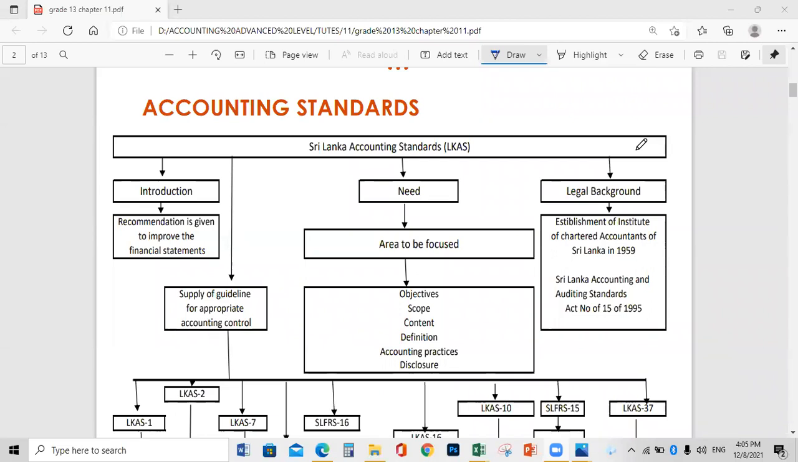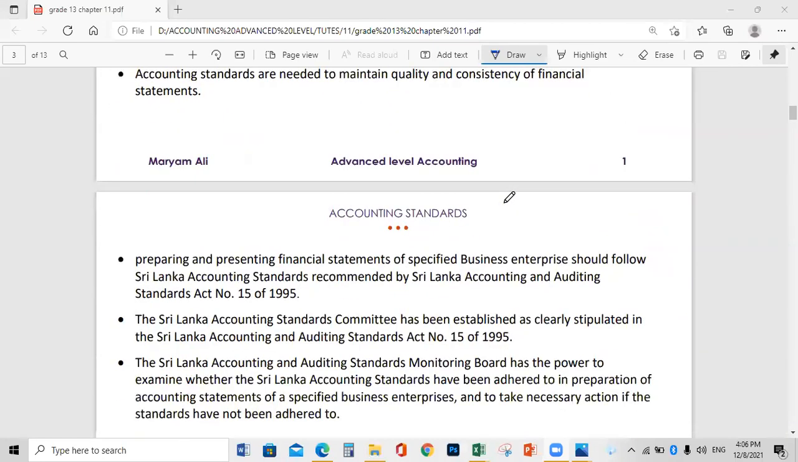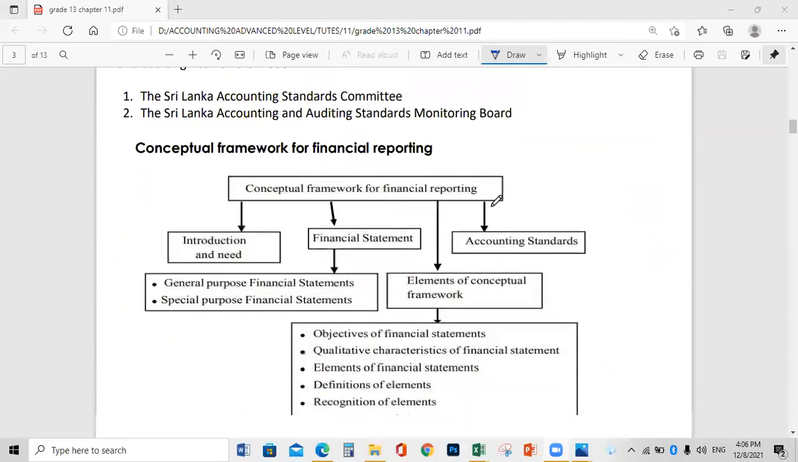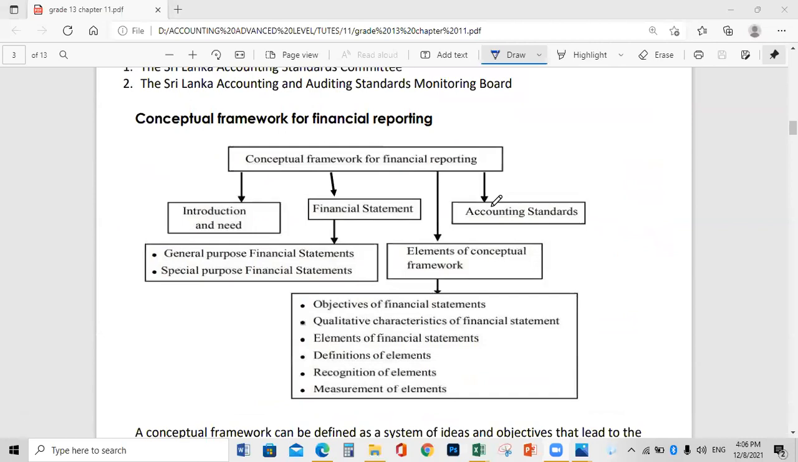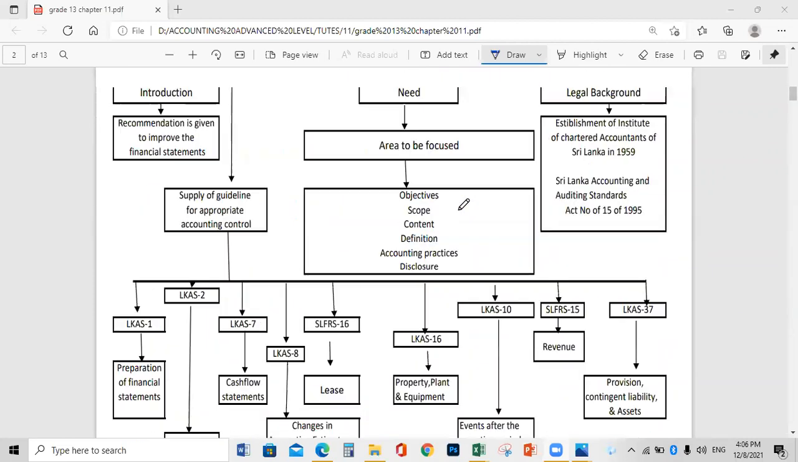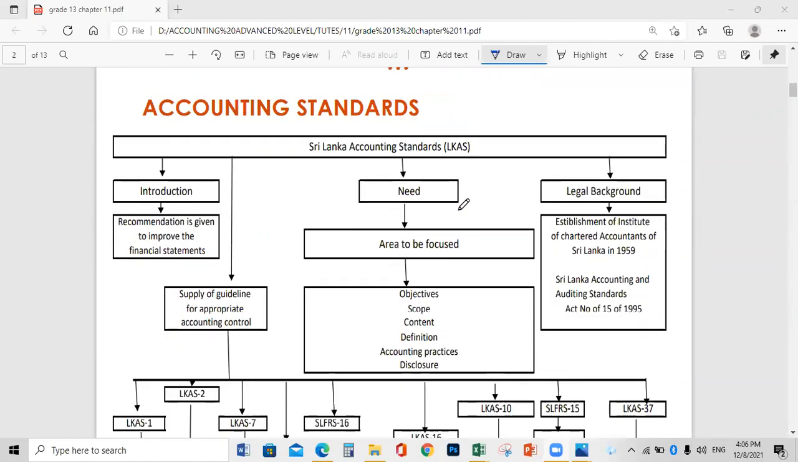So guys, today my main focus is the first chapter of grade 13. My main focus is to get you all through the conceptual framework. It is included in the chapter on accounting standards. So it is included inside that.